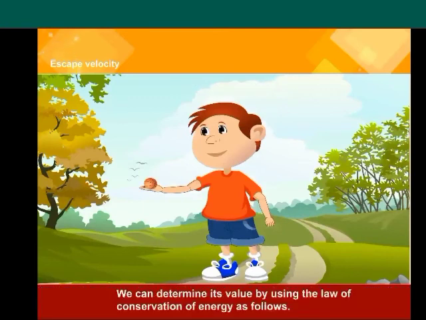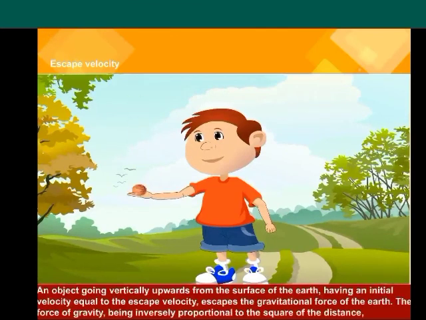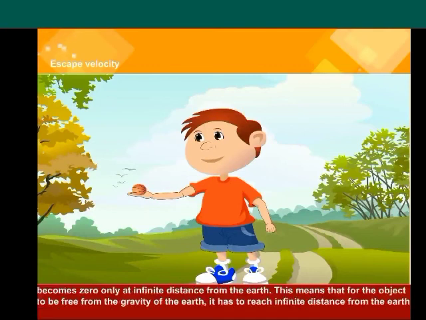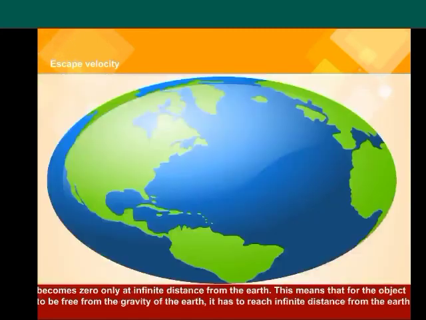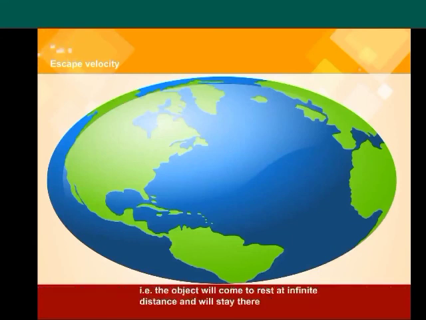We can determine its value by using the law of conservation of energy as follows. An object going vertically upward from the surface of the Earth having an initial velocity equal to the escape velocity escapes the gravitational force of the Earth. The force of gravity, being inversely proportional to the square of the distance, becomes zero only at an infinite distance from the Earth. This means that for the object to be free from the gravity of the Earth, it has to reach infinite distance from the Earth. That is, the object will come to rest at infinite distance and will stay there.